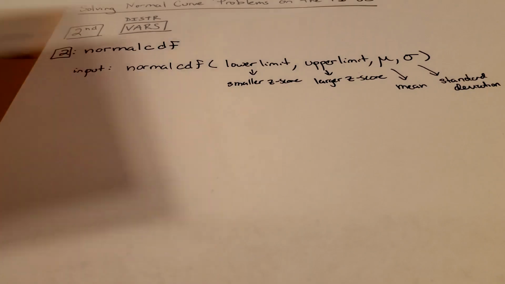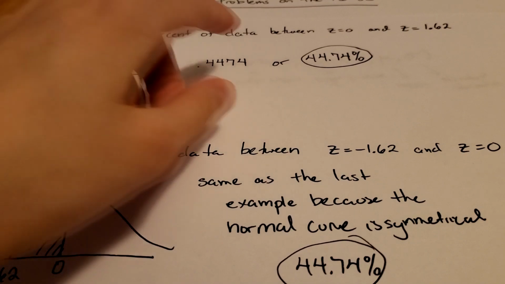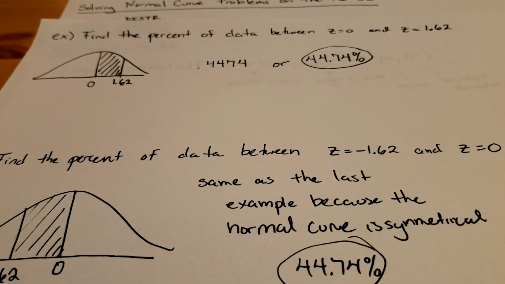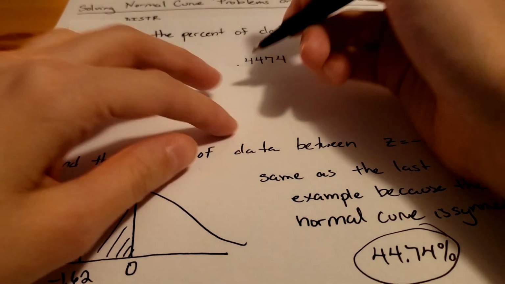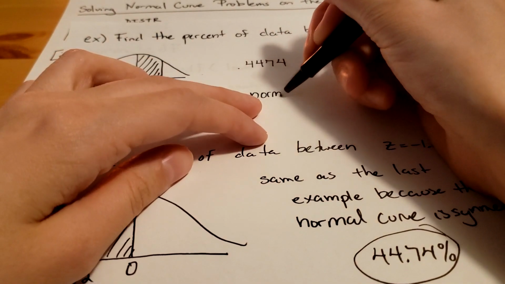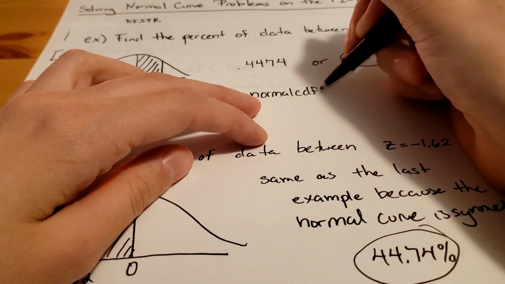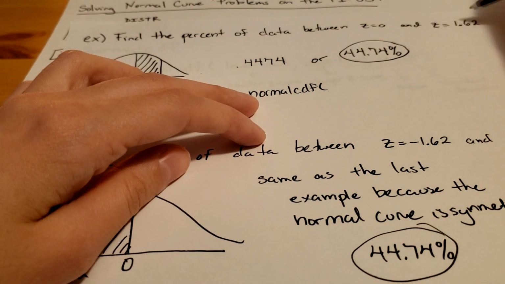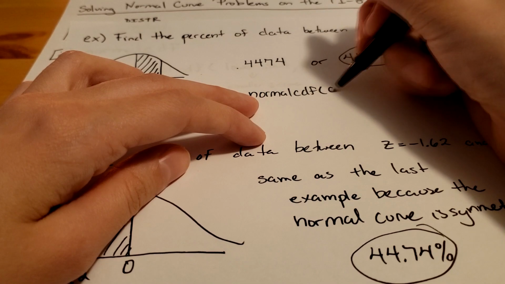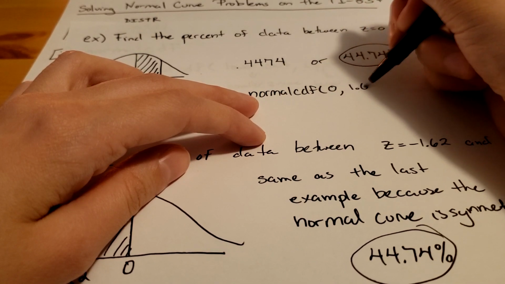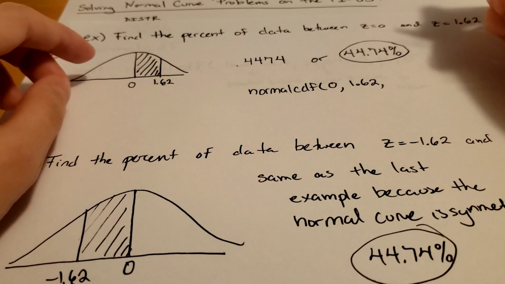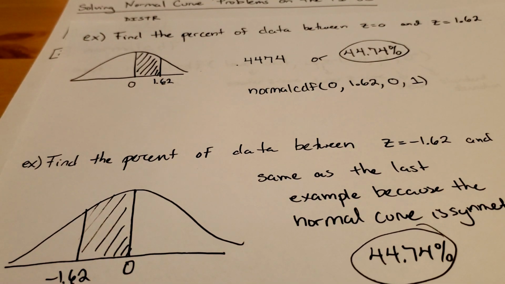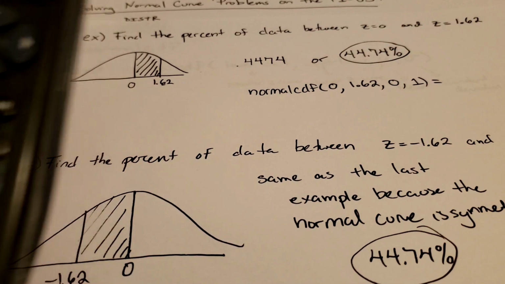So we'll go back here, and we'll see what we had. Okay, so we had a z-score of 0 and a z-score of 1.62. So what we would put in our calculator over here is normal CDF. Our lower limit is 0, our upper limit is 1.62. So we'd put in 0, a comma, 1.62, comma, because this is standard normal, our mean is 0, and our standard deviation is 1. So we would put this in, hit enter, and see what we get.